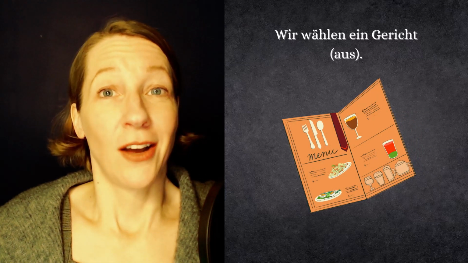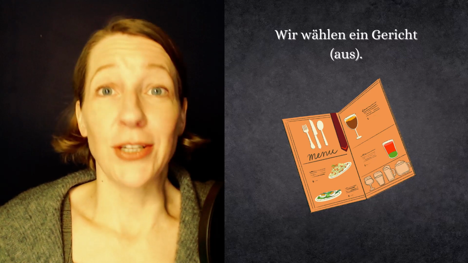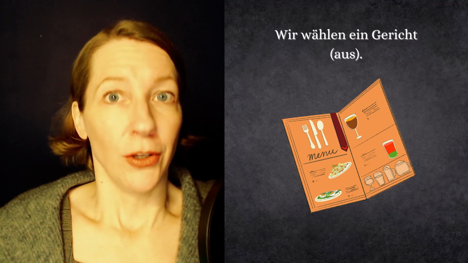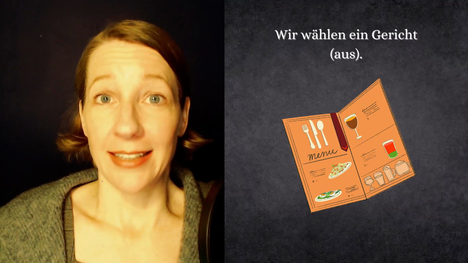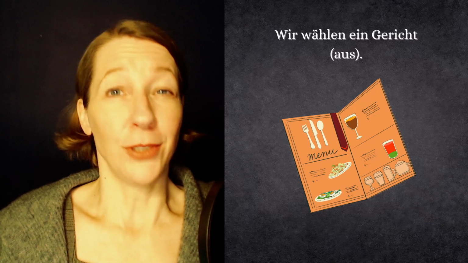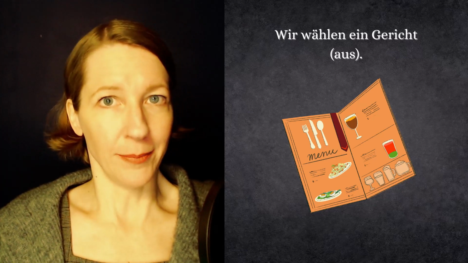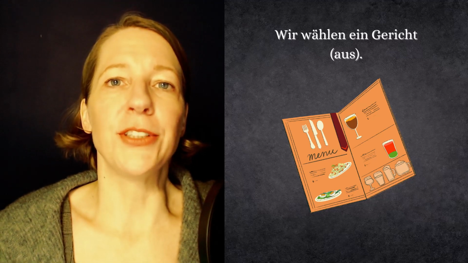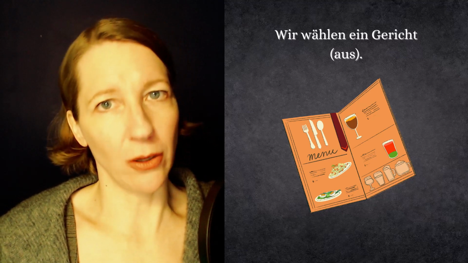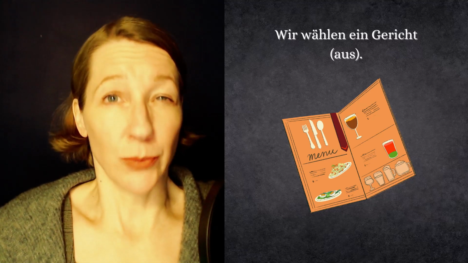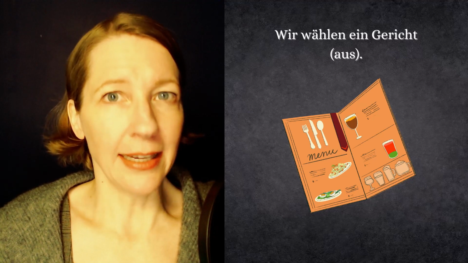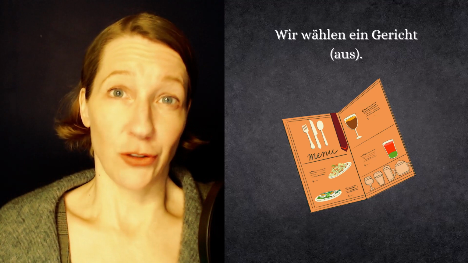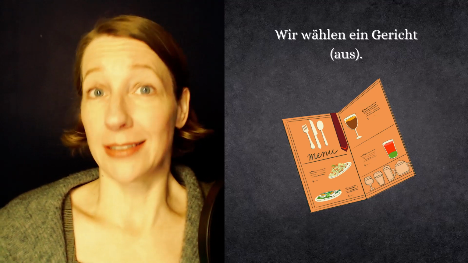Let's say you go for dinner and you're at a restaurant. You have a menu and there's a certain number of dishes to choose from. You can say, wir wählen ein Gericht aus, but you can also say, wir wählen ein Gericht. Now when you say, wir wählen ein Gericht aus, it means from the selection on the menu, we're going to pick one. Whereas when you say, wir wählen ein Gericht, it basically focuses on the action that you're performing in order to get something to eat.